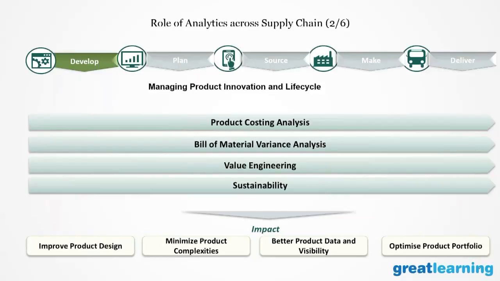So you have to model about 5-6 different types of variances into the model to understand what will drive the price at a global level for the particular product they're manufacturing. Value engineering is very similar to bill of material and product costing analysis, again looking at the most cost-effective design to manufacture that particular product.